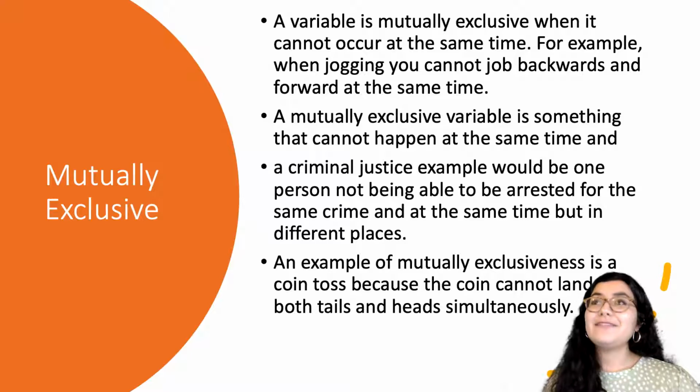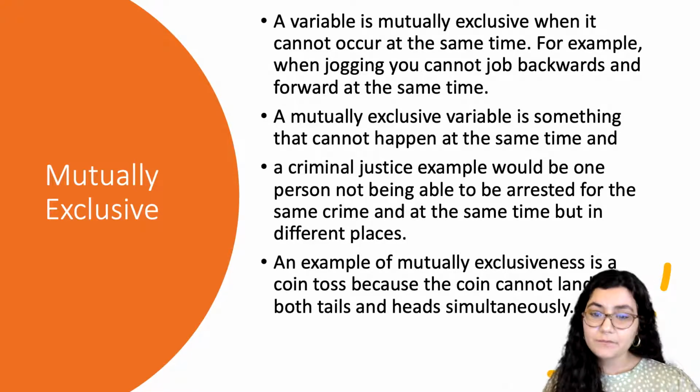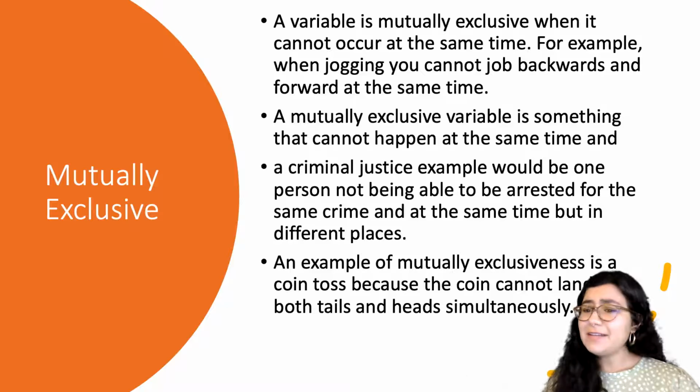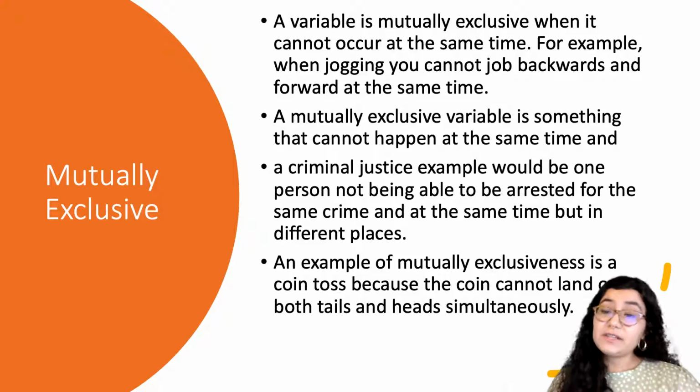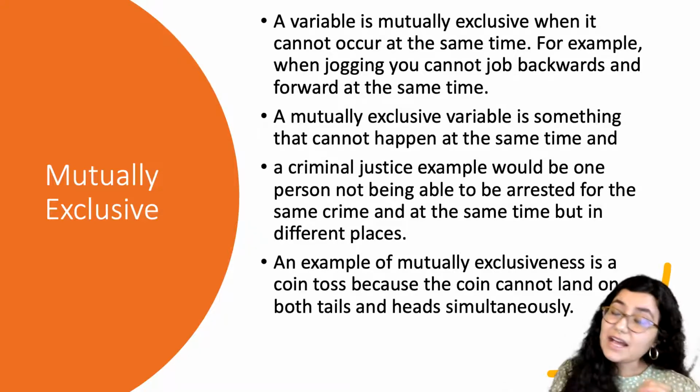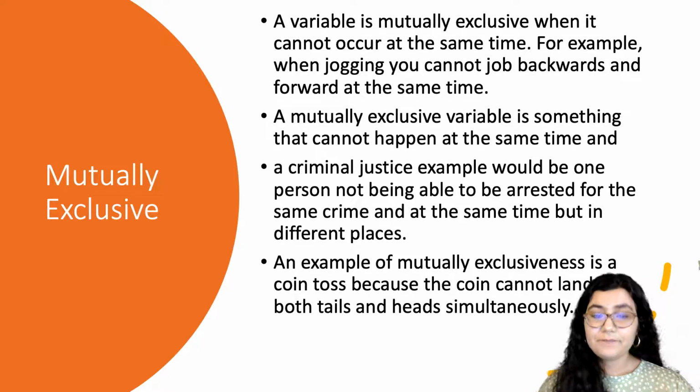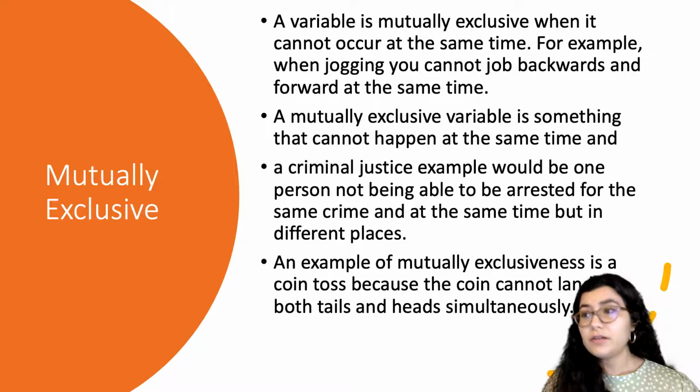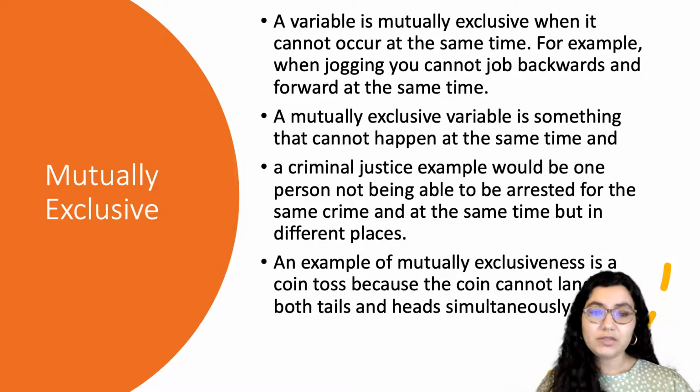Someone can't physically be in both places at the same time committing the same crime. Maybe if it were like a technological crime, but even then you can't do it. And a coin toss is another good example because you can't have heads and tails at the same time. So all of our variables, we want our measurements to be mutually exclusive.